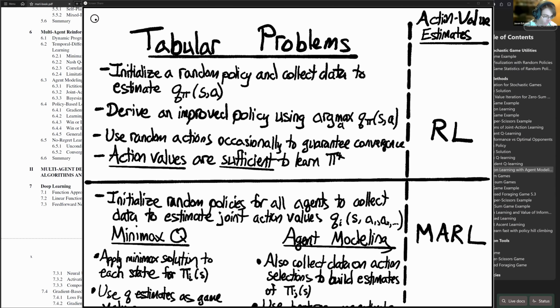Now, in the multi-agent problem, we also need to collect data from the environment, and we're going to collect it initially from agents that are just behaving randomly in the environment. But now we're going to use the data to estimate the joint action values. So in general, every agent is going to try to estimate what these joint action values are for itself and for the other agents, right? So we have an estimate for, in a given state, this whole joint action that happened between all the agents.